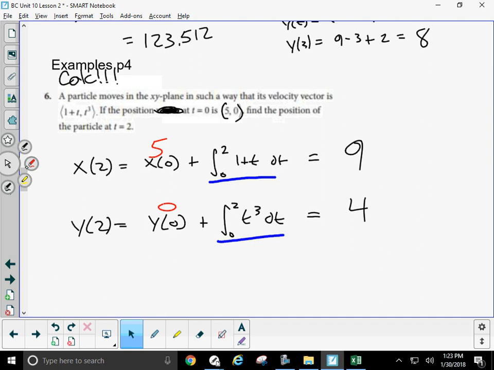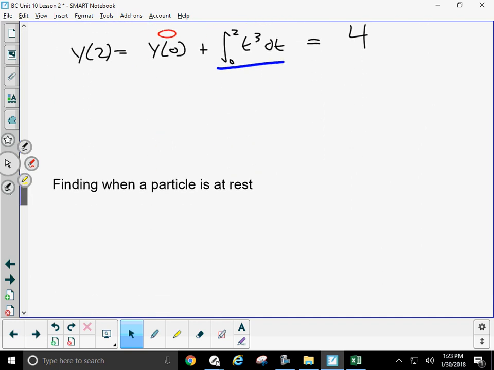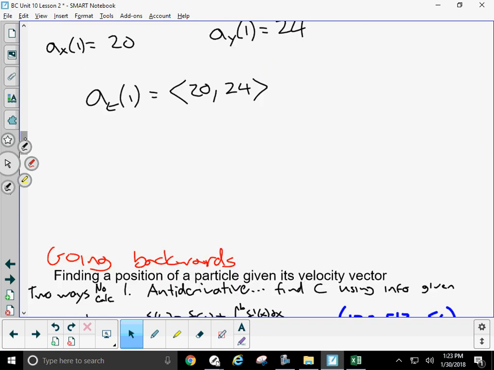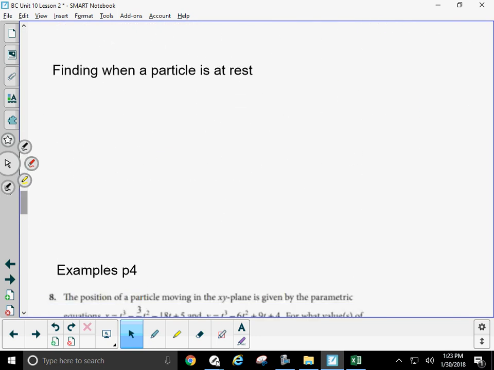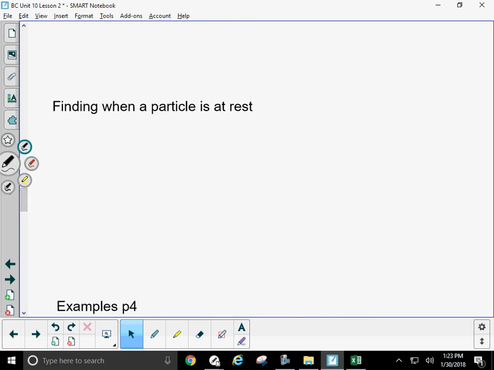Okay, good. Next. If you're asked when is a particle that is moving in 2 dimensions at rest? Well, we've had questions like this before. When is a particle at rest? It's when what? Somebody shout it out. Yeah, velocity equals 0. But I have 2 velocities here. I have an x velocity and a y velocity. So guess what? Our particles moving in 2 dimensions are going to be at rest when both of our individual velocities equal 0.